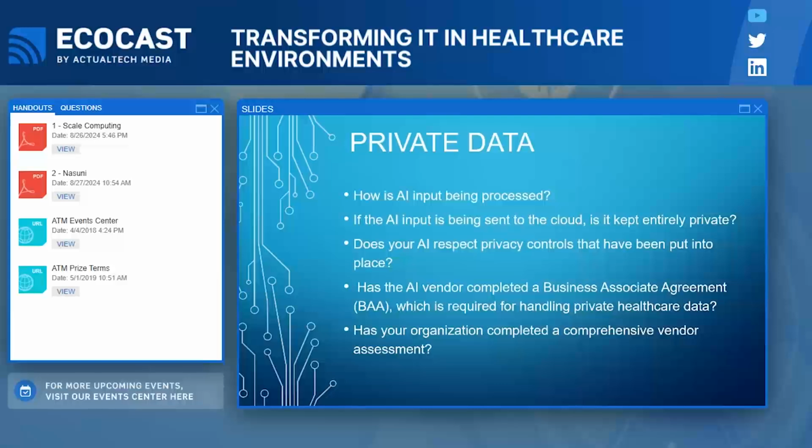So you have to consider this with AI too, because technically the AI vendor is a vendor, and if there's a chance that that AI could process private patient health data, well, then a business associate agreement needs to be put into place. Also, has your organization completed a comprehensive vendor assessment? In other words, you're considering using this AI vendor, but have you done all of the checks to make sure that they adhere to all of the security and privacy requirements that your organization is subject to?